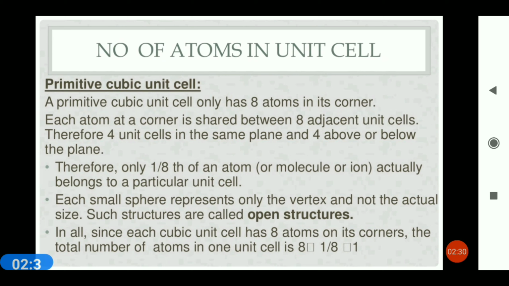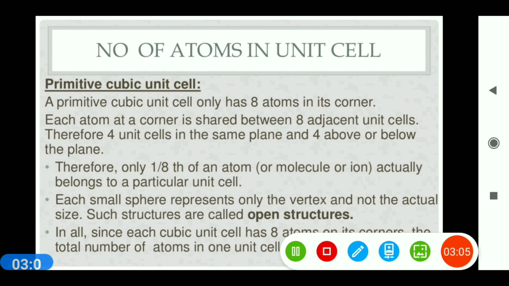For example, if you are in 12th A and in your class about 65 students are there, so your contribution toward your class is 1 by 65. Similarly, whatever the constituent particles are situated, their contribution is towards the unit cell or towards the crystal. So here we are going to discuss how many atoms are in the unit cell.